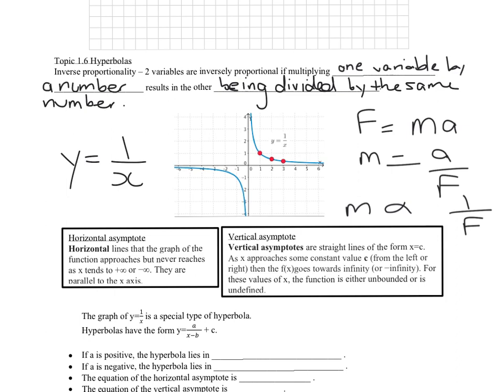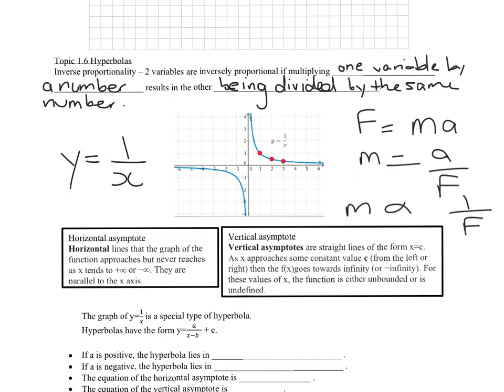Now, you should be able to notice a few features of the graph. As you can see, that graph approaches the x-axis, but it never actually hits it. And if we were to zoom out on that, we would see that the graph would get closer and closer and closer to the x-axis, but it would never actually hit it. And that is because there's a horizontal asymptote there. Similarly, up here, we can see the graph gets closer and closer to the y-axis, but again, it never hits it, and that's because of a vertical asymptote.